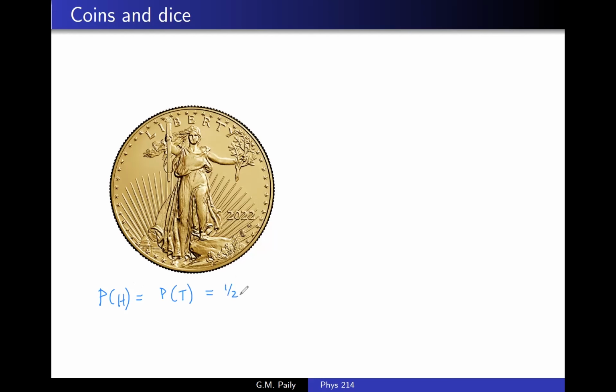Now it has to be 1/2 because you have to get one result or the other. It's either going to be heads or tails, and the sum of the probabilities has to be 1. So in this case, if the probabilities are equal, then each of them must be 1/2.